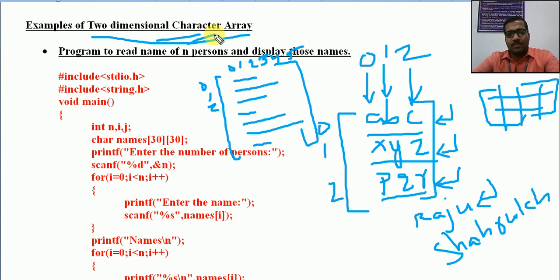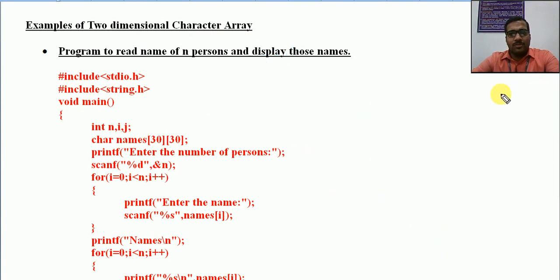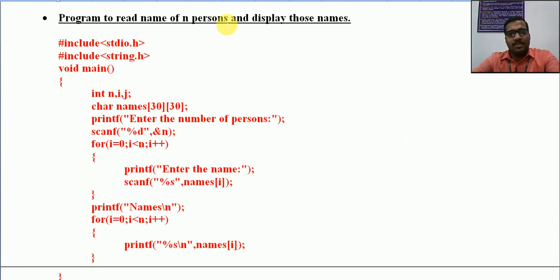So we look at some programs. By looking at programs, we can easily understand how to use these two-dimensional character arrays. The first program will focus on just reading the names of n persons and displaying those names. Read the names of n persons and display their names. So for example, 3 names are there. Read 3 names.